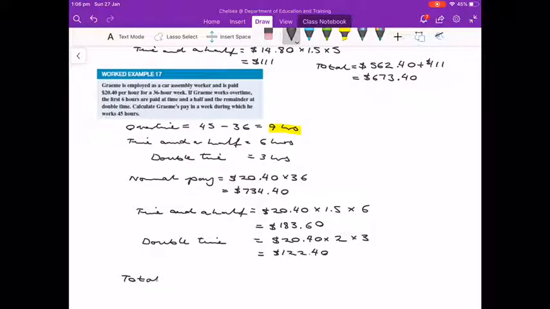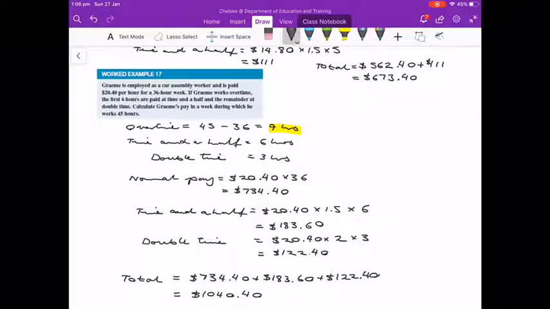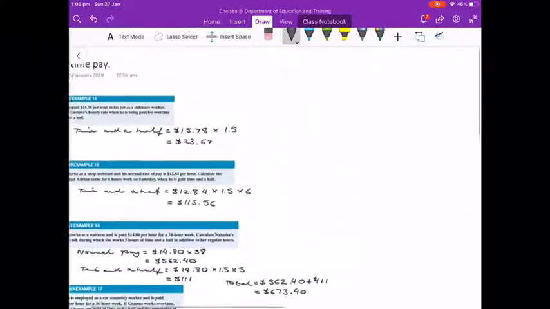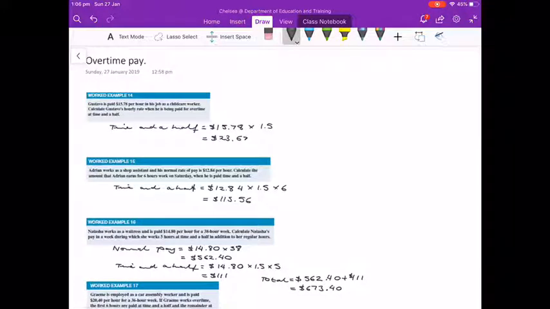So to find how much Graham earns total, we would add his regular pay, his time and a half pay, and his double time pay. So for that week, Graham in fact earns $1,040.40.